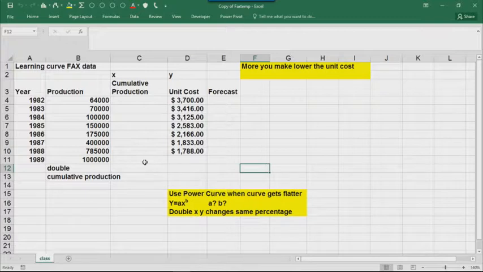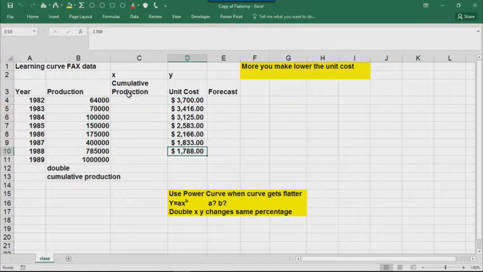Okay, so let's do a famous example of the power curve, the learning curve. Now, the learning curve or experience curve, what do you think that means? Well, the more you make of something, the lower the unit cost or the lower the hours it takes to make the product. Now, it's hard to find data on the internet on learning curve, so I have some old data on fax machines. Most of us don't even remember what a fax machine is. But we have in the years 1982 through 1989, how many fax machines were made in the US and what the unit cost was. And you can see it's dropping.